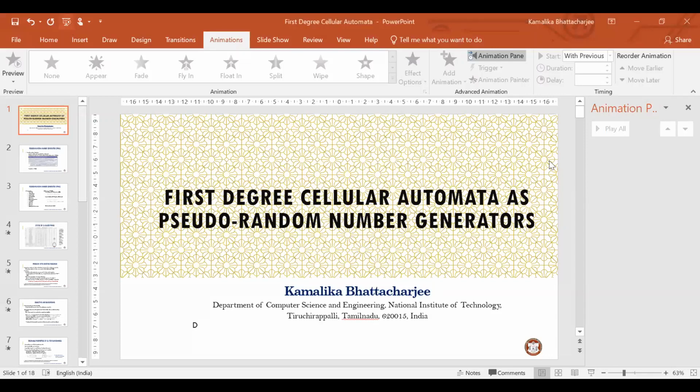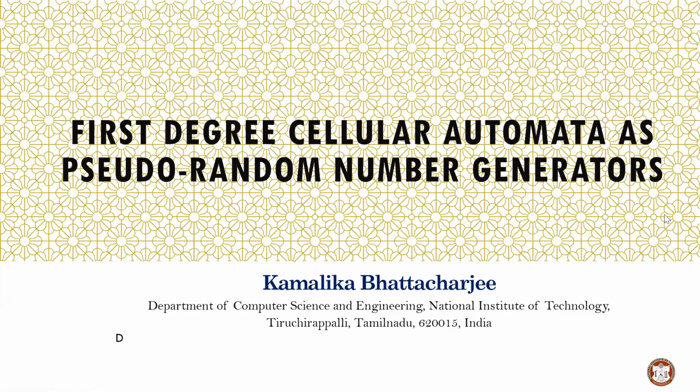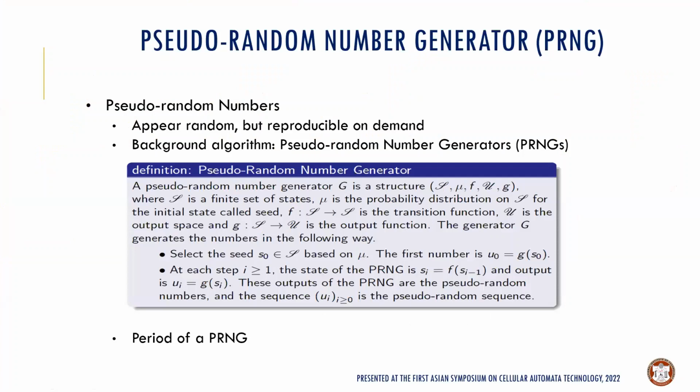So yesterday I talked about this emulating machine twister based on cellular automata. Today I'm going to talk about first degree cellular automata, which is also going to be used as a pseudo-random number generator. As both of the works were based on pseudo-random number generators, I have taken some slides from the previous day's presentation to make it complete. For the sake of completeness only, I'm going to show it. If someone is joining only today, then for them it might be useful.